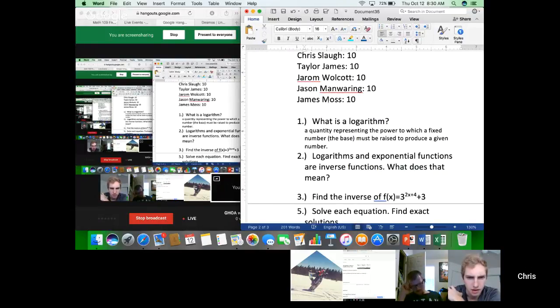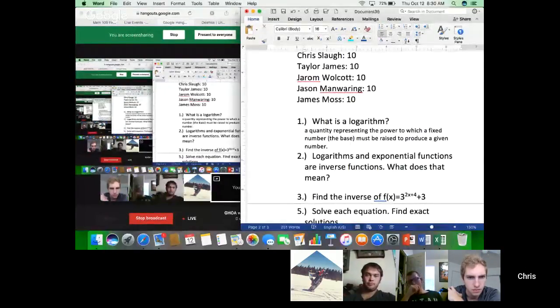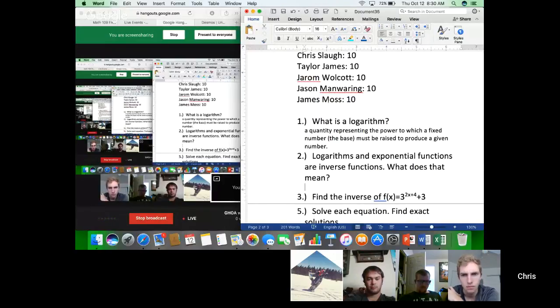No, that works. That's what I needed. Alrighty. Logarithms and exponential functions are inverse functions. What does that mean? I'll kind of explain that. In a logarithm, you don't have the exponent, but you have the answer and the base. It's your job to find the exponent. And in exponential functions, it's the opposite. You have the exponent, but you don't have the answer. Yeah, exactly.